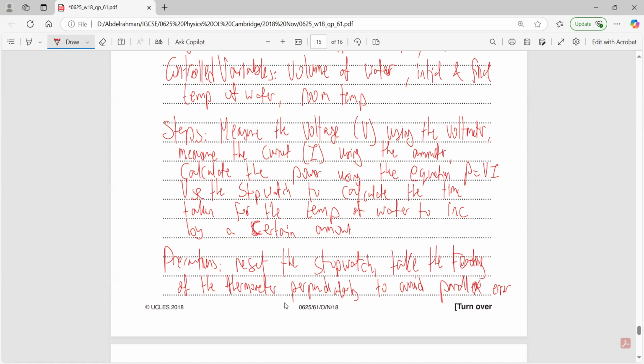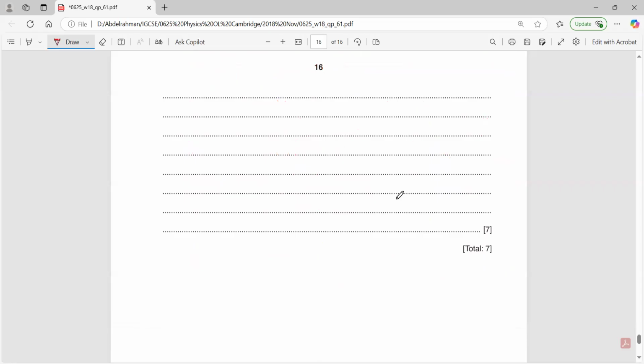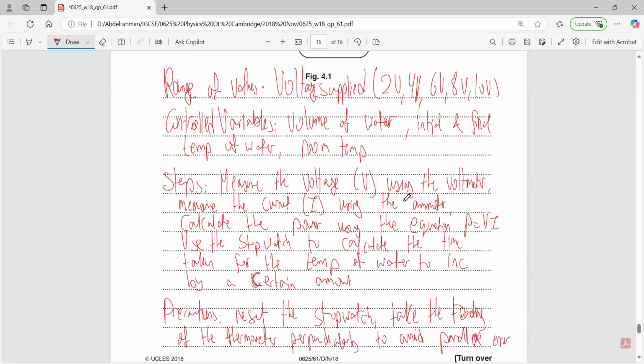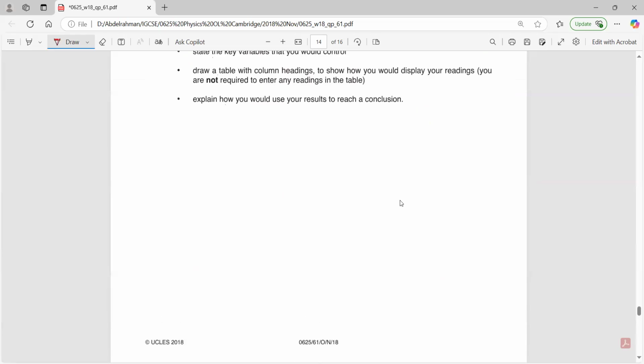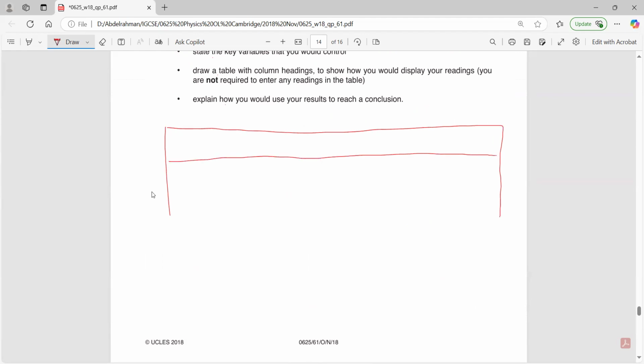So these are the precautions, and then you need to draw a table. Can I draw a table? Yes. Where should I draw the table? Wherever you'd like, if you have space. Personally, I prefer to draw the table in this space, and I will write the conclusion after I'm done with the table. What should I write down in the table? I only need to write down the column headings.